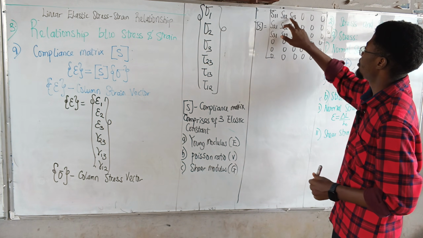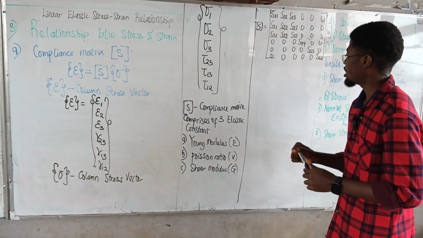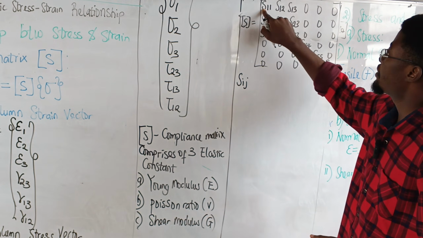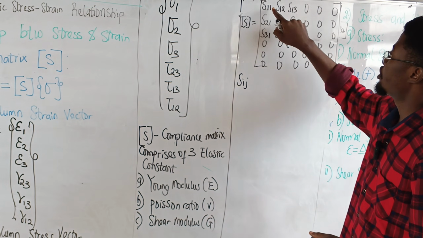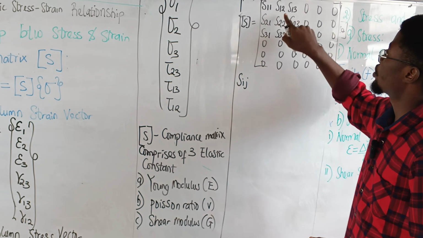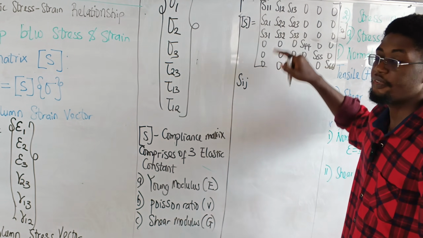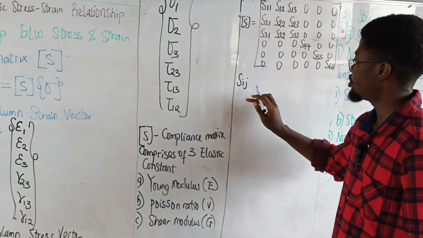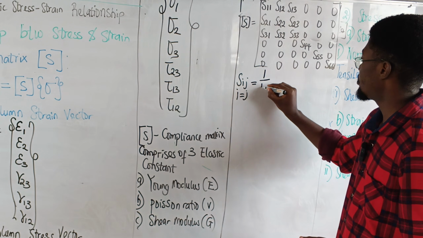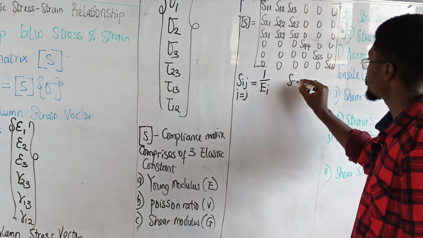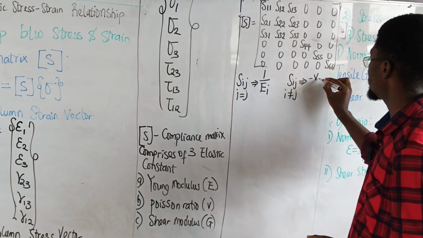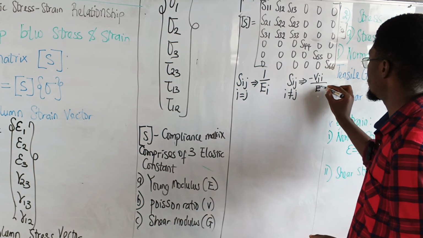Now, what does each of these elements mean? What are their formulas? Let's write them down. Whenever you have something like this, remember I and J. For example, when you have S11, my I is 1, my J is what? Also 1. Same thing applies there. Wherever I have 1, that's my I. J is what? 2. What about here? I is 1, J is what? 3, and so on. So whenever my I and J are equal, the formula for this Sij is going to be 1 divided by Ei. Whenever my I is not equal to J, the formula is going to be minus Vji divided by Ej. Do you get the point?